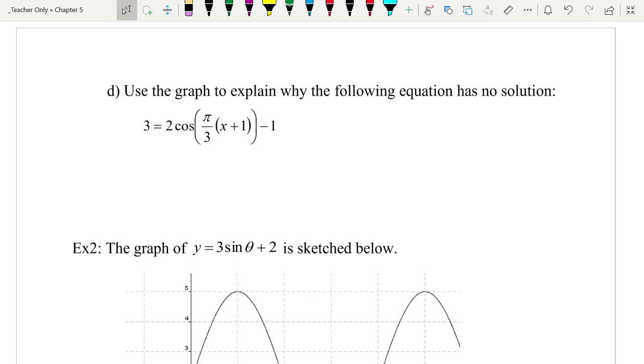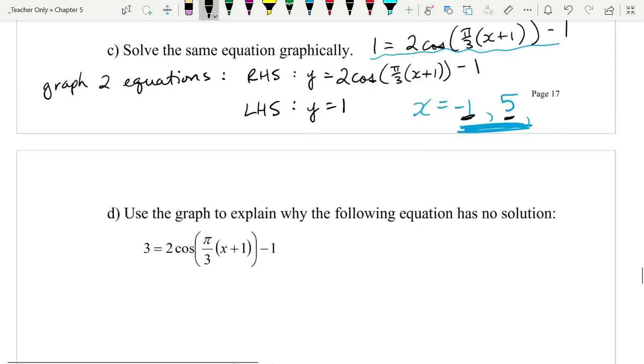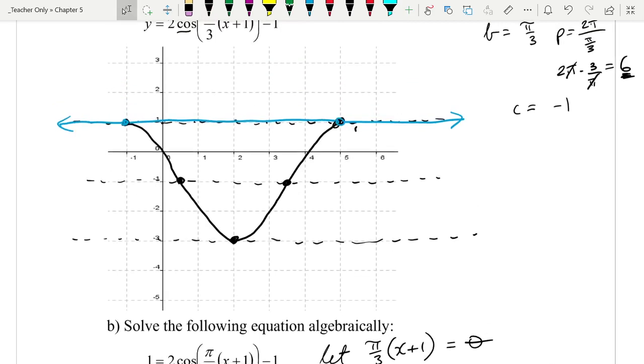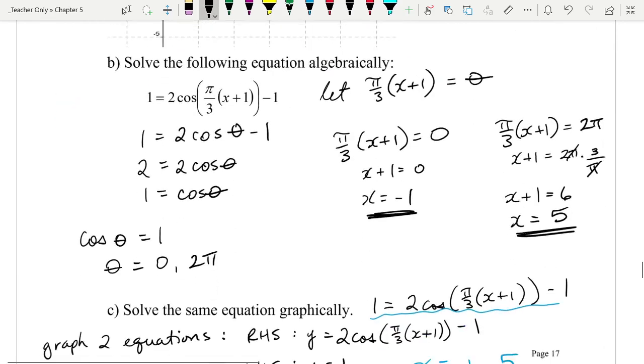All right, let's try another one. Oh, sorry, I forgot there was a D part to this question. Use the graph to explain why the following has no solution. Okay, let's look at the graph. I have graphed this thing on the right. When would this thing equal 3? See the problem? 3's up here.